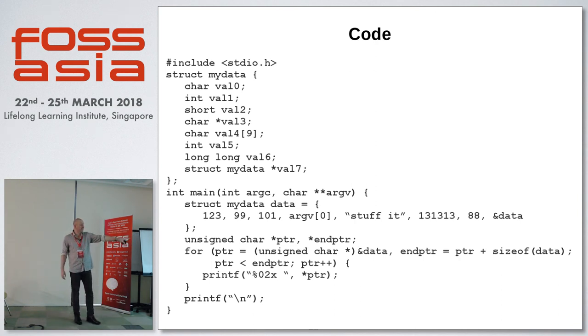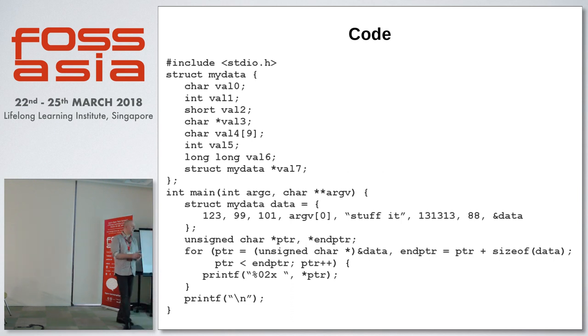And what we do here is we literally go find the memory address of where the data starts. So we've taken the data structure, the pointer of the address here, and we've converted it to an unsigned character pointer. So we're going to look at a whole bunch of unsigned characters and walk through them. We start with there, and the end pointer is the base address plus the size of the data.